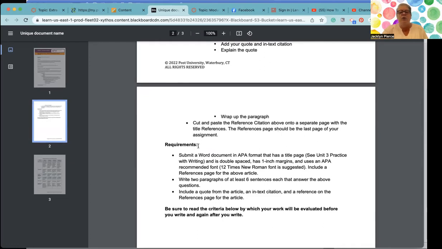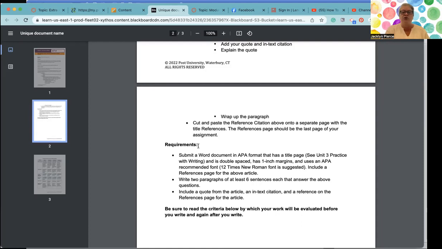Then we have requirements that you can double check. Are you submitting it as a Word document in APA format? Does it have a title page? Does it have double-spaced information starting on page 2? Does it have 1-inch margins? Does it have a recommended font? Usually Times New Roman 12 is what we're looking for. And does it include a reference page with that exact citation on it?